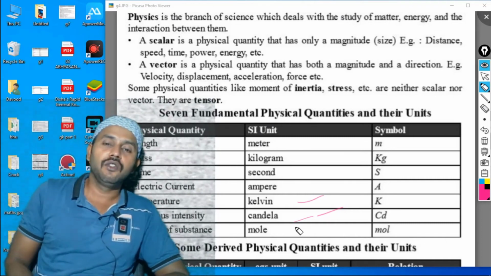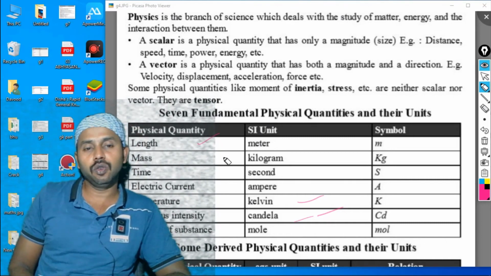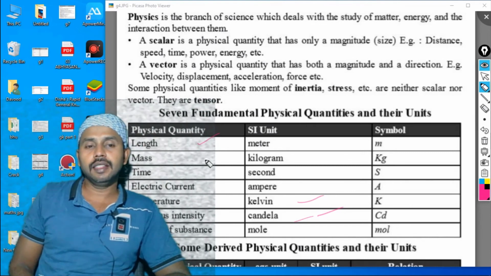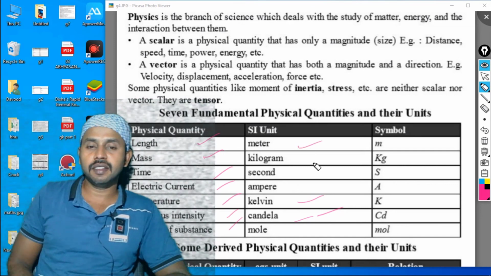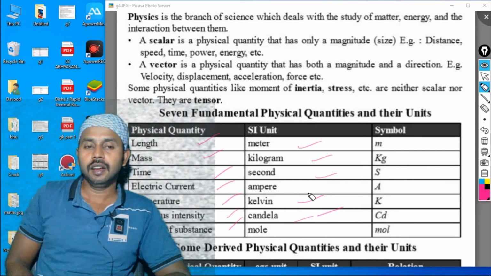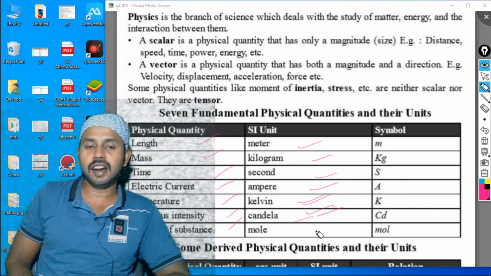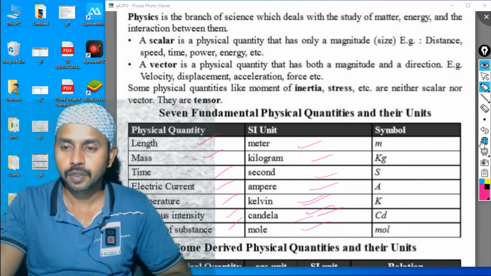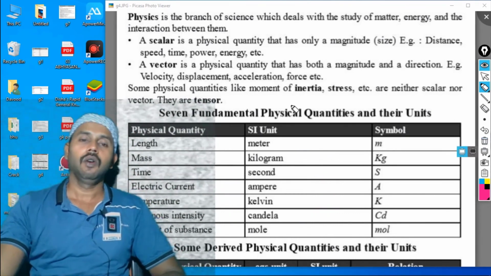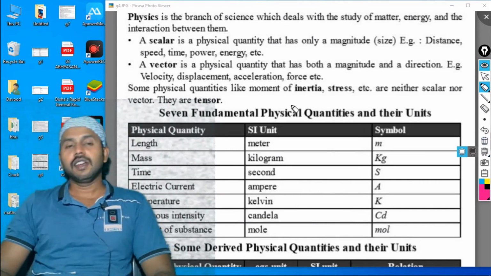These are the physical quantities used in daily life, and they are very important: length, mass, time, electric current, temperature, luminous intensity and amount of substance. Length is the meter, mass is the kilogram, time is the second, electric current is the ampere, temperature is the kelvin, luminous intensity is the candela, and amount of substance is the mole. These are very important; you have to use them. This is enough for today.